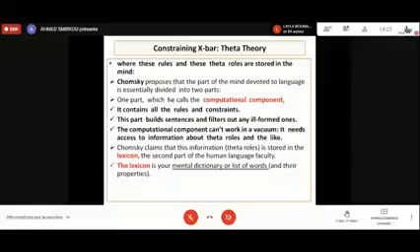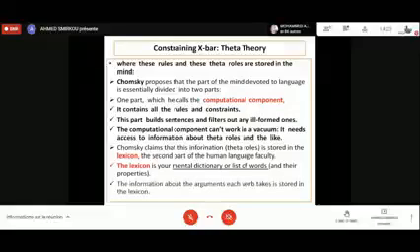So the lexicon is the mental dictionary or list of words and their properties. It means when you store a word in your mind, you store it with its syntactic category, whether it's a noun, a verb, an adjective, etc. The properties. Okay? The computational component is something else. It contains the rules, not simply the words, the rules and constraints. Okay? So the information about the arguments each verb takes is stored in the lexicon. Yes. So the lexicon contains the words and their syntactic category, whether it's a noun, a preposition, etc.